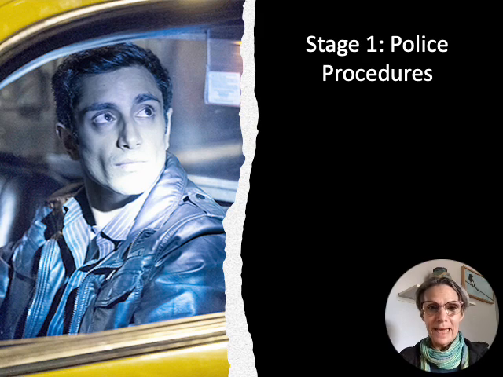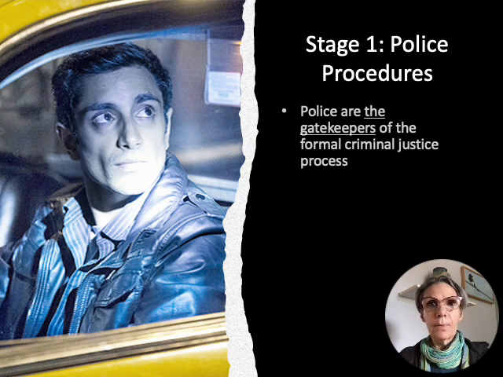Okay, so the first stage is the police procedures stage. Police are oftentimes referred to as the gatekeepers of the formal criminal justice process. Basically they're the gatekeepers because police make the decision about whether or not they're going to actually have initial contact with somebody who they suspect of engaging in some sort of criminal activity.